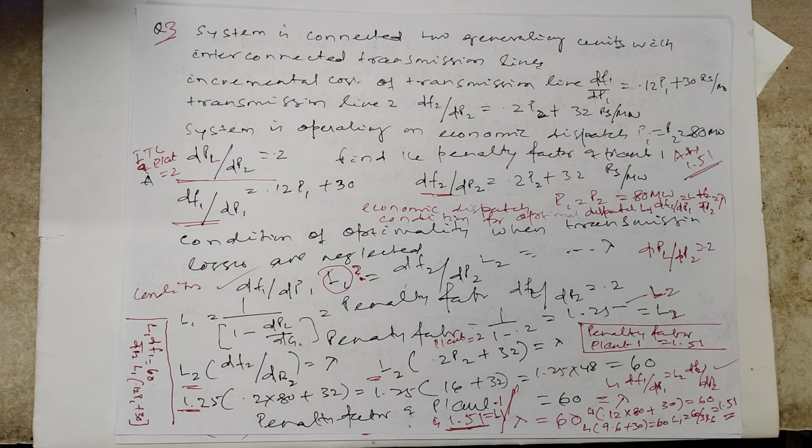Here L2 is equal to 1 by (1 minus dPL by dP2). Here dPL by dP2 is given 0.2. So L2 is coming 1.25. That is, after putting the formula, the lambda is coming 60. This 60 is equal to L1 dF1 by dP1. We have to calculate L1. dF1 by dP1 is already known, 2P2 into 32. 2P into 32, P2 is equal to 80. After the calculation, L1 is coming 1.51.